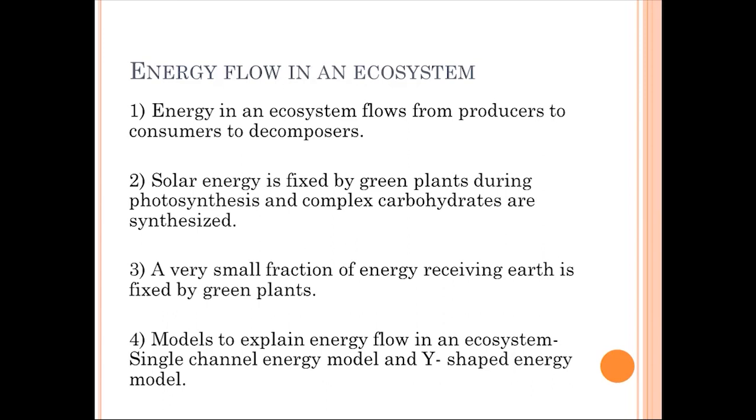A very small fraction of the energy that is received by the earth is actually fixed by the green plants. This is about 1 to 5%. So there are models to explain how this energy flows in an ecosystem. There are two models which are widely accepted. The first is the single channel energy model and the second is the Y-shaped energy model.